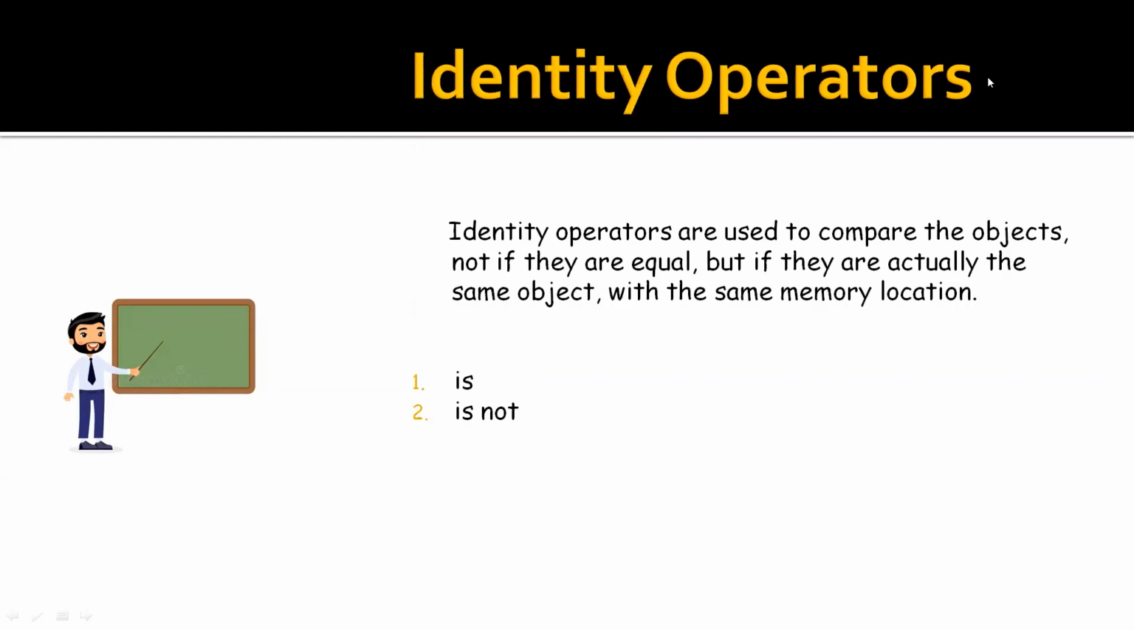The is operator evaluates to true if the variables on either side of the operator point to the same object, and false otherwise. Then we have the is not operator. It evaluates to false if the variables on either side of the operator point to the same object, and true otherwise. Don't get worried about the identity operators, guys. We will tell you in detail in the implementation part.